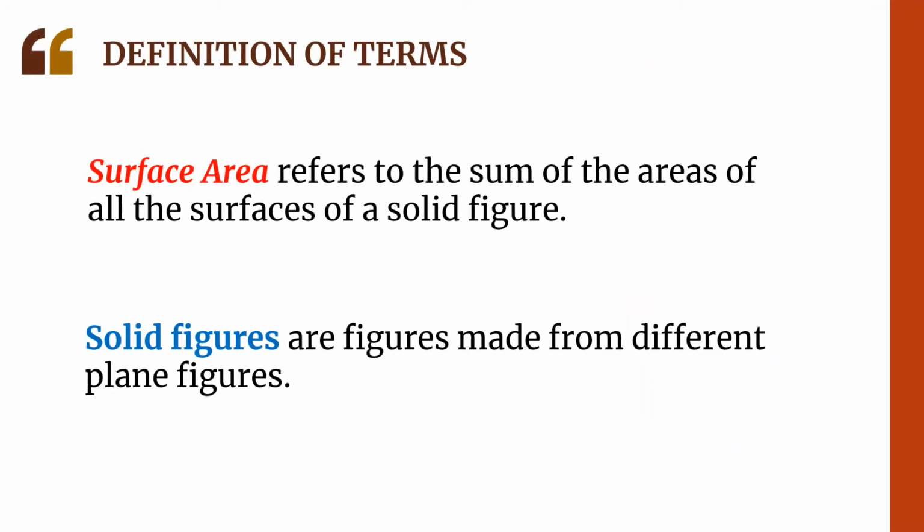At first, let us have the definition of terms. First, surface area, and second, solid figures. When we speak of surface area, this refers to the sum of the areas of all the surfaces of a solid figure. Meaning to say, kukunin lang natin lahat ng areas, and then pagsasama-samahin, yun yung tinatawag nating surface area. And when we speak of solid figures, these are figures made from different plane figures such as square, rectangle, triangle, and the like. So again, once na alam natin on how to get the areas of different plane figures, then we can perform this what you call surface area.